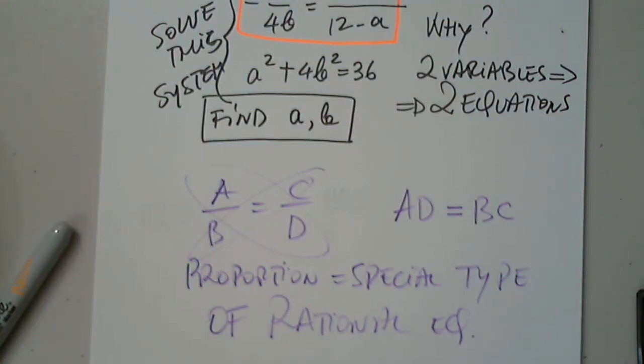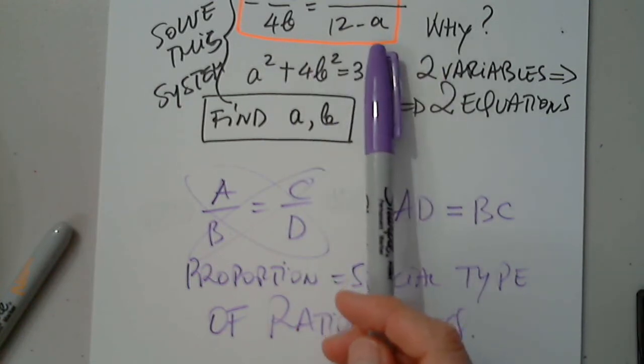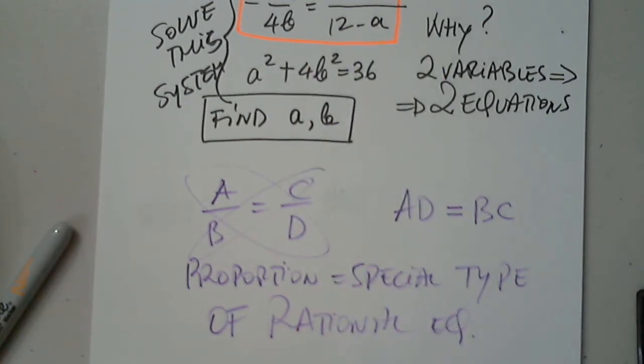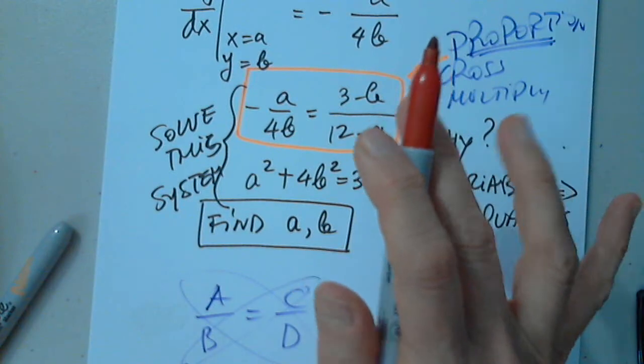Oh, you can say, well, why don't you multiply first both sides by 4b, and then you multiply both sides by 12 minus a. Fine. I'm not saying that's incorrect. I'm just saying it's a proportion. Let's cross multiply. Careful now.